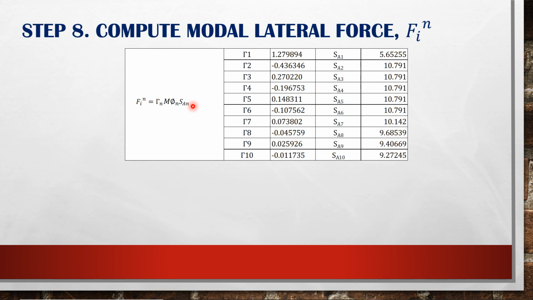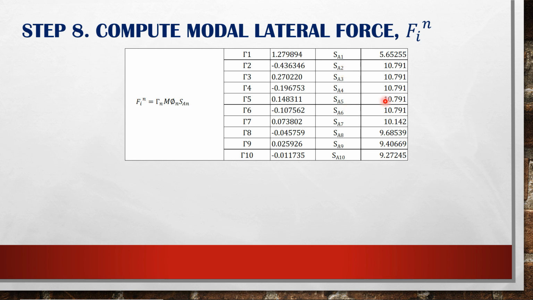Ito yung given, no? Ito yung modal participation factor natin. Gamma 1, 1.279894, gamma 2, negative 0.436346, and so on. For gamma 10, negative 0.011735. For spectral acceleration naman, we have 5.65255 for SA1. For SA2, we have 10.79, the same until SA5.